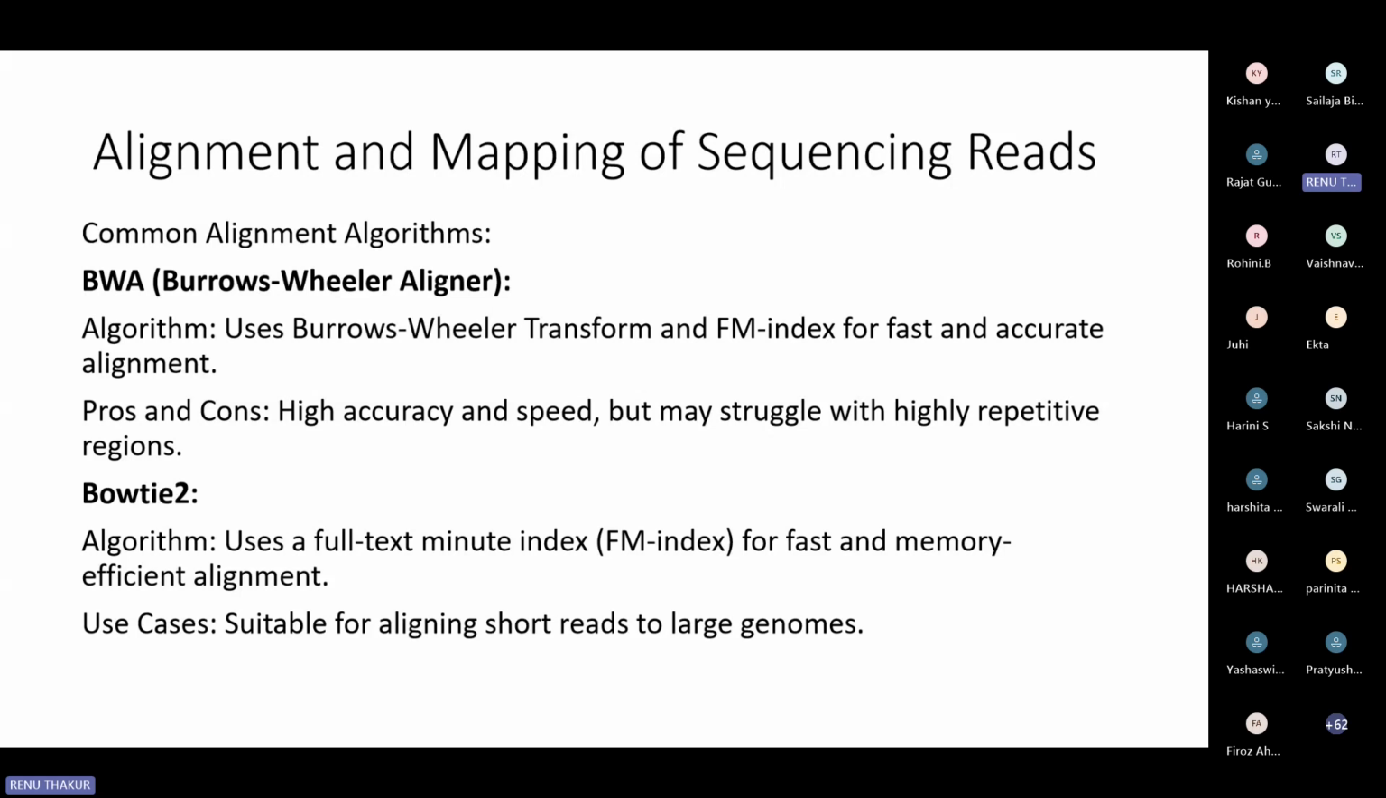We discussed these pros and cons earlier: high accuracy and speed, but the repetitive regions will not be identified. With high repetitive regions, SNPs may not be identified.